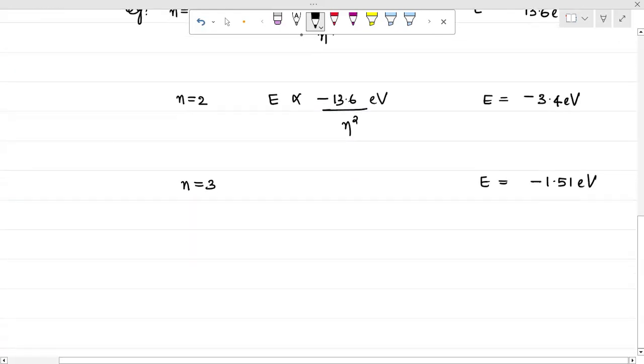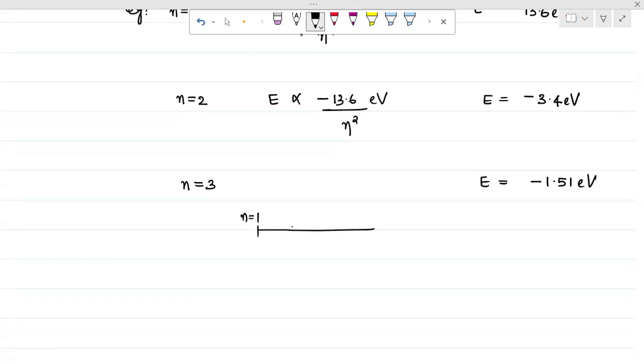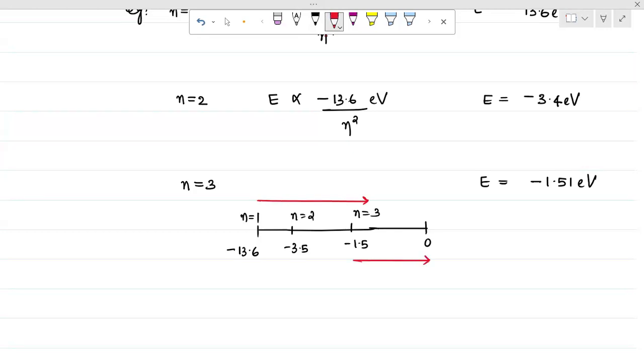So if you look at a scale, this is n equal to 1, n equal to 2, n equal to 3, because see, this is your 0. And this is minus 1.5, this is minus 3.5, let's say, and this is minus 13.6. So as your value of n is increasing, your energy is also increasing.